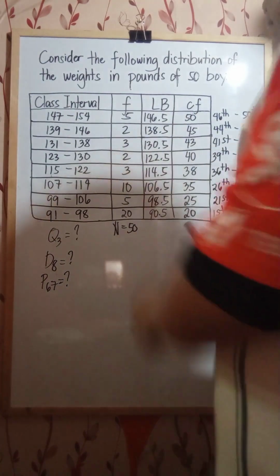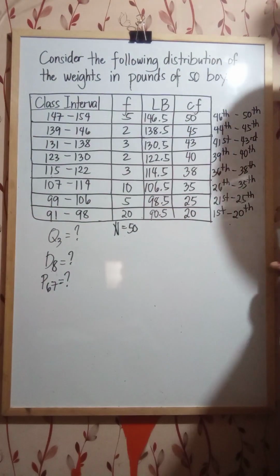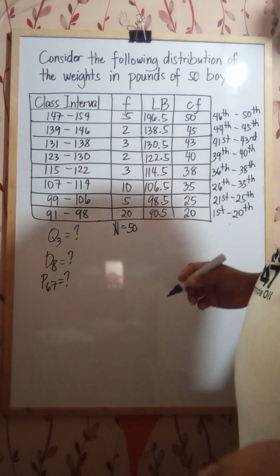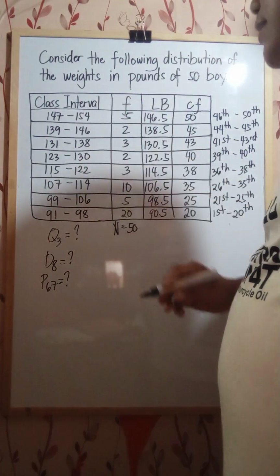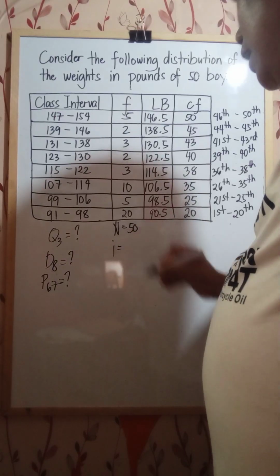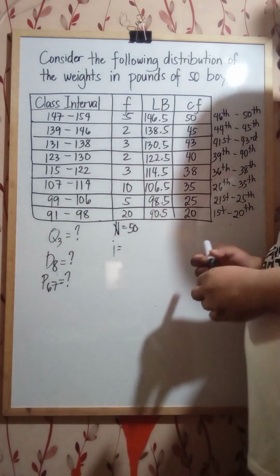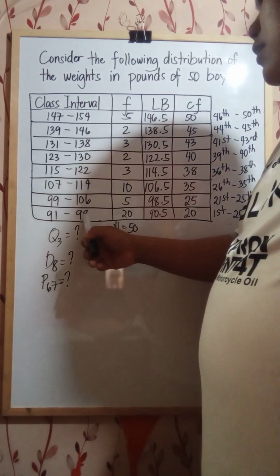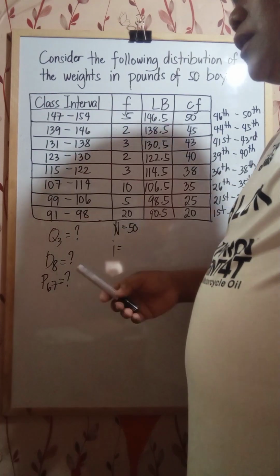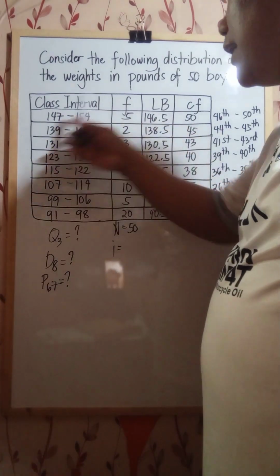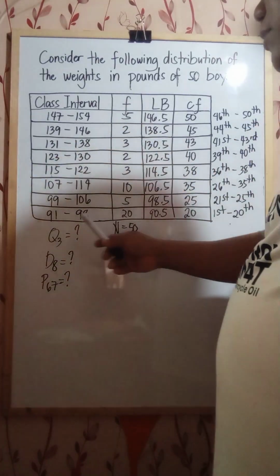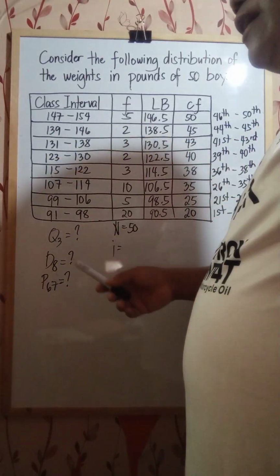Aside from the lower boundary and the cumulative frequency, the other important one is the class interval size, represented by the small letter i. To get the class interval size, we subtract the lower class limit from the higher class limit of the same class interval, then plus 1. So 98 minus 91 is 7, then plus 1 is 8.